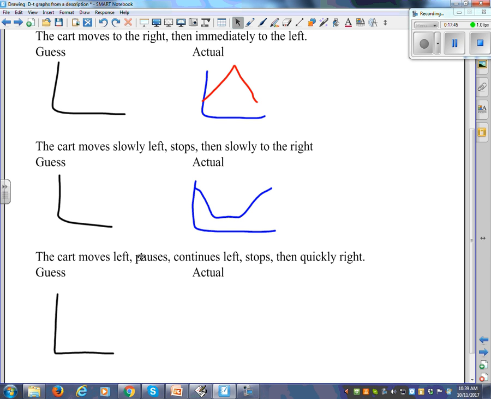Okay. Let's have a vote. Who's right here? He says a pause and a stop... a pause is quicker.